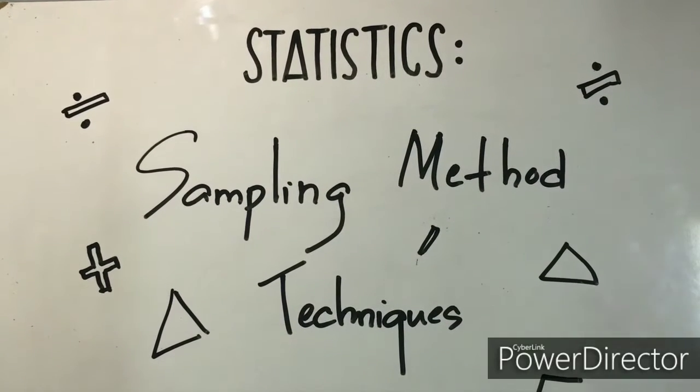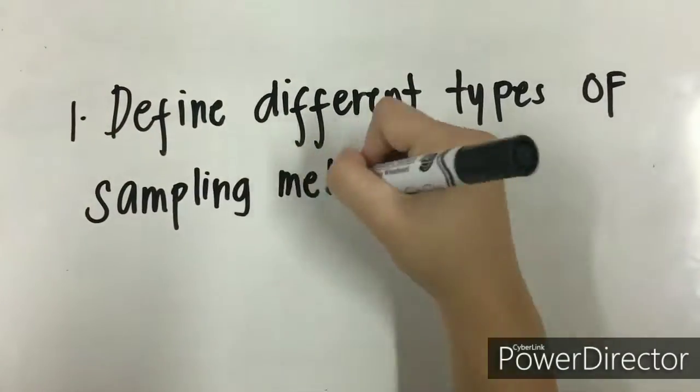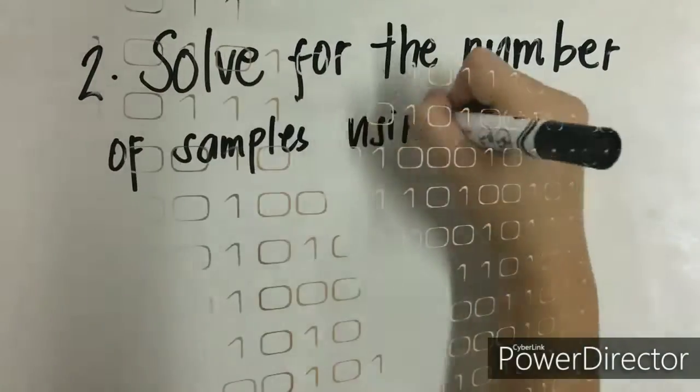At the end of today's discussion, we should be able to: 1. Define different types of sampling methods when conducting a survey, and 2. Solve for the number of samples using Slovin's formula.